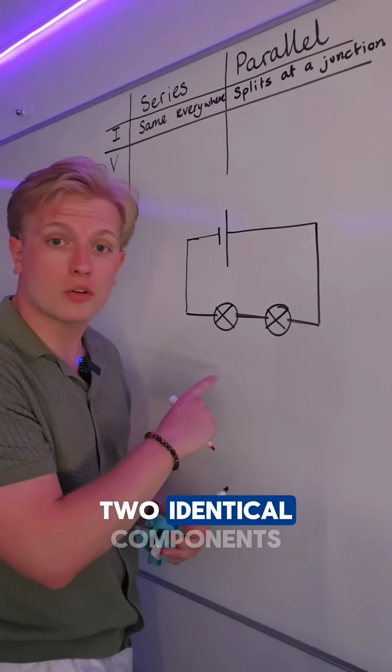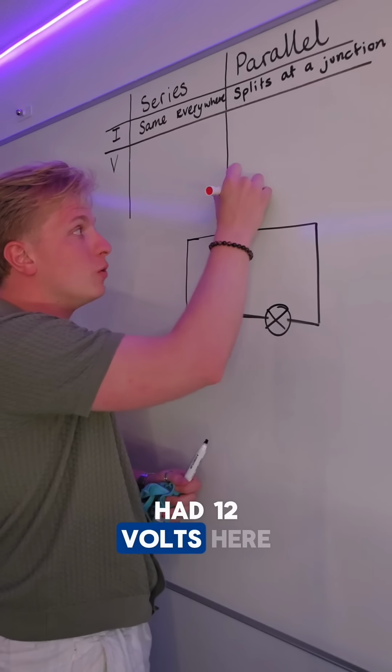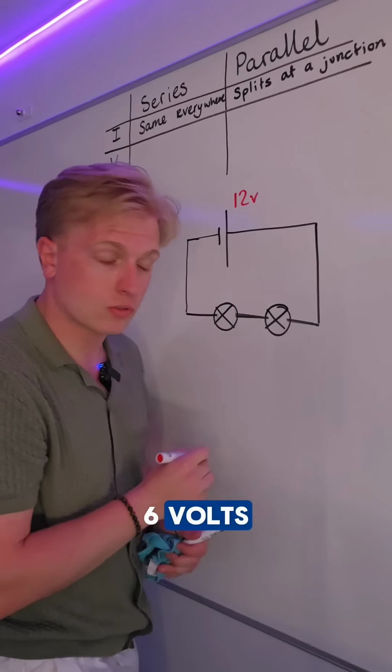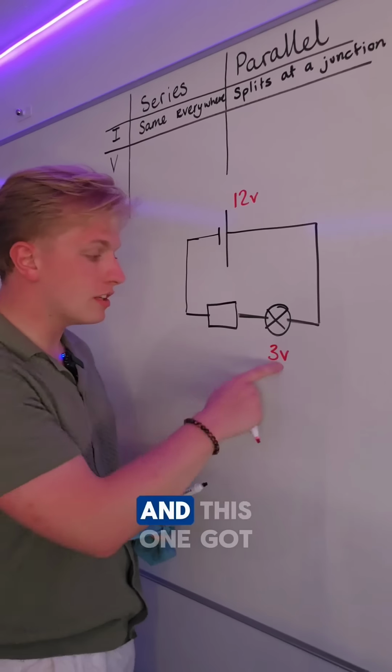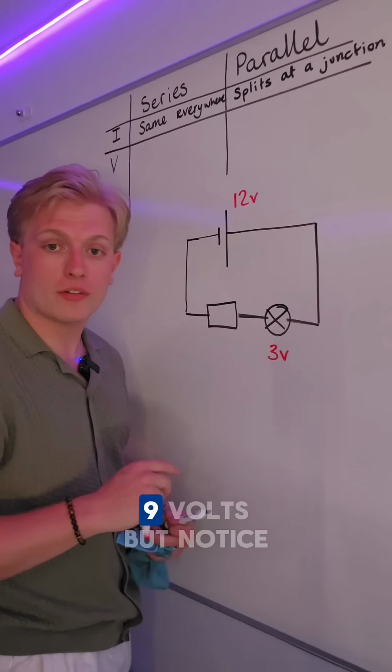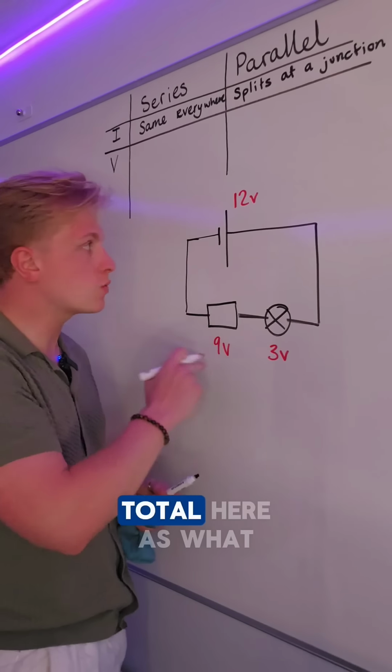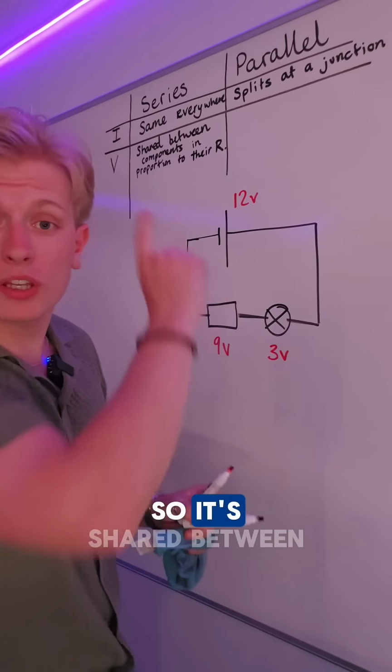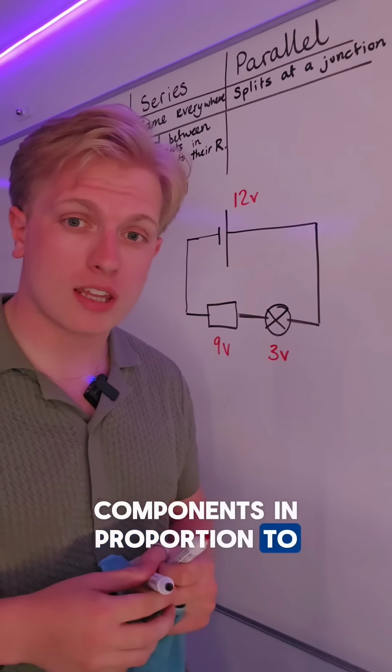So here we have 2 identical components, 2 bulbs. Say we had 12 volts here, these would each get 6 volts. If I had 2 different components and this one got 3 volts of the 12 volts, how many would that get? The rest, it would get the 9 volts. But notice we get that same total here as what we had at the power supply. So it's shared between components in proportion to their resistance.